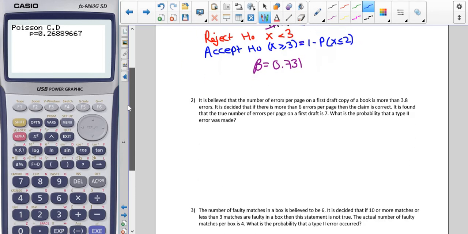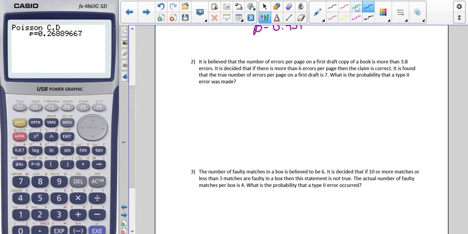Moving on to the second example, it is believed that the number of errors per page on a first draft of a copy of a book is more than 3.8 errors. So our H0 is that lambda is 3.8, and our H1 would have been that lambda was more than 3.8. It is decided that if there is more than 6 errors, then the claim is correct.